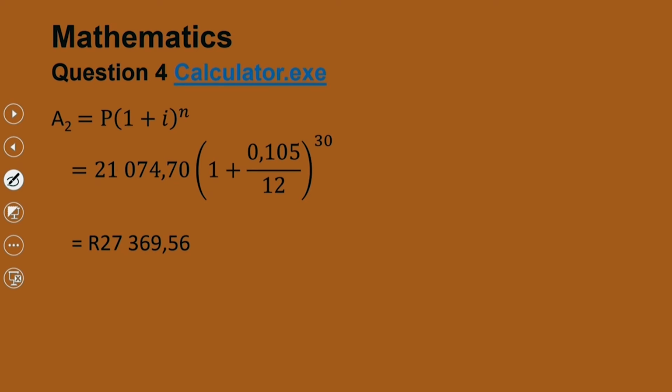Because it's a compound interest, we're still using the compound interest formula. So A2 is equal to P. What is the value of P? 21,074.70 cents. And then open bracket, 1 plus, what is the value of I? Remember, now we know it is 0.105 divided by 12. Everything to the power of 30. Are we together? Let's use the calculator to work this out.